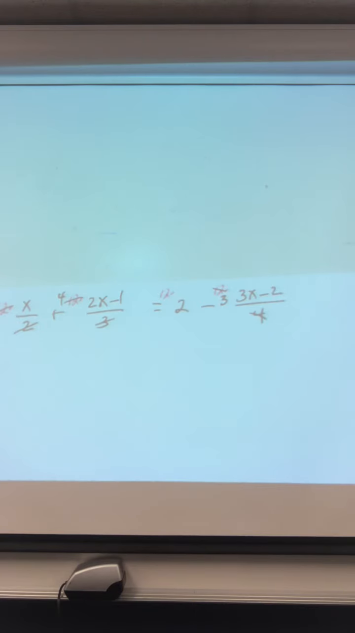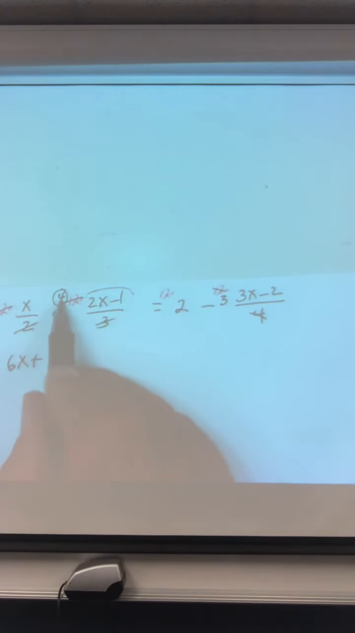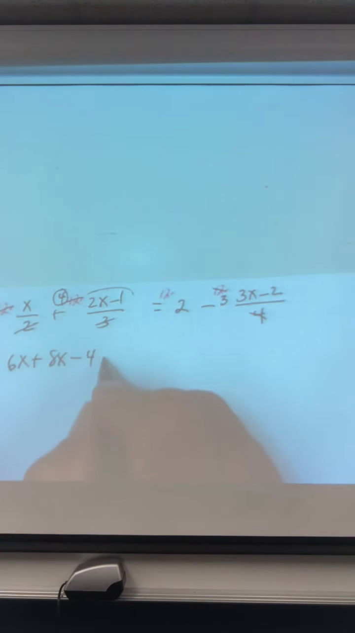Now multiply what's left. Well, 6 times x is 6x. Plus, now be careful right here. This 4 has to multiply everything that's left. So it's 4 times 2x, which is 8x. But then don't forget to say 4 times 1, which is 4. Now the right side. 12 times 2, 24.